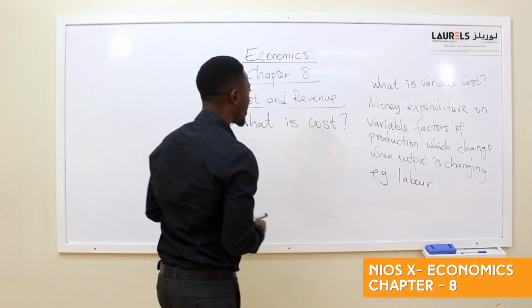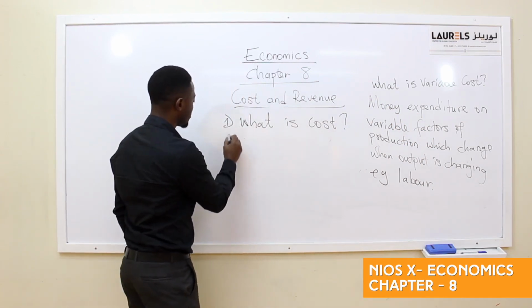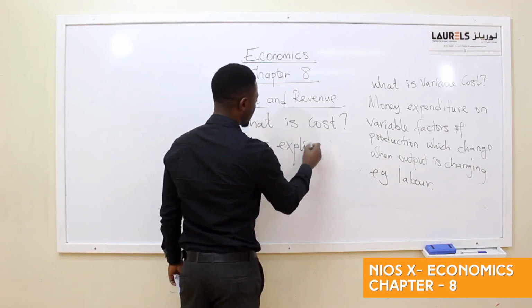The next type of cost is explicit cost. So what is explicit cost?